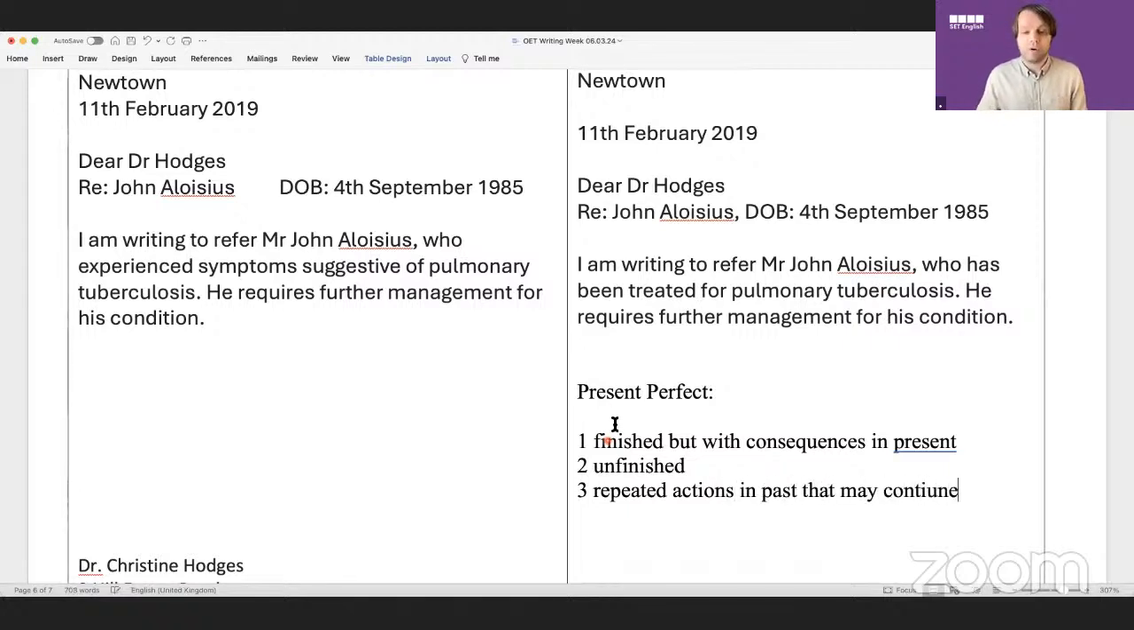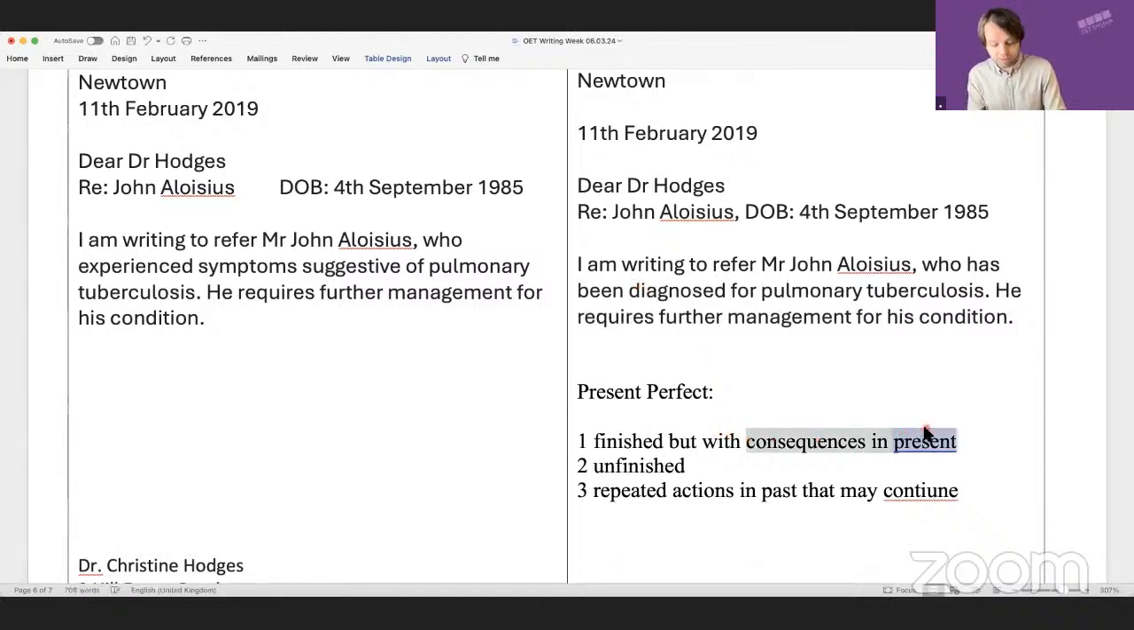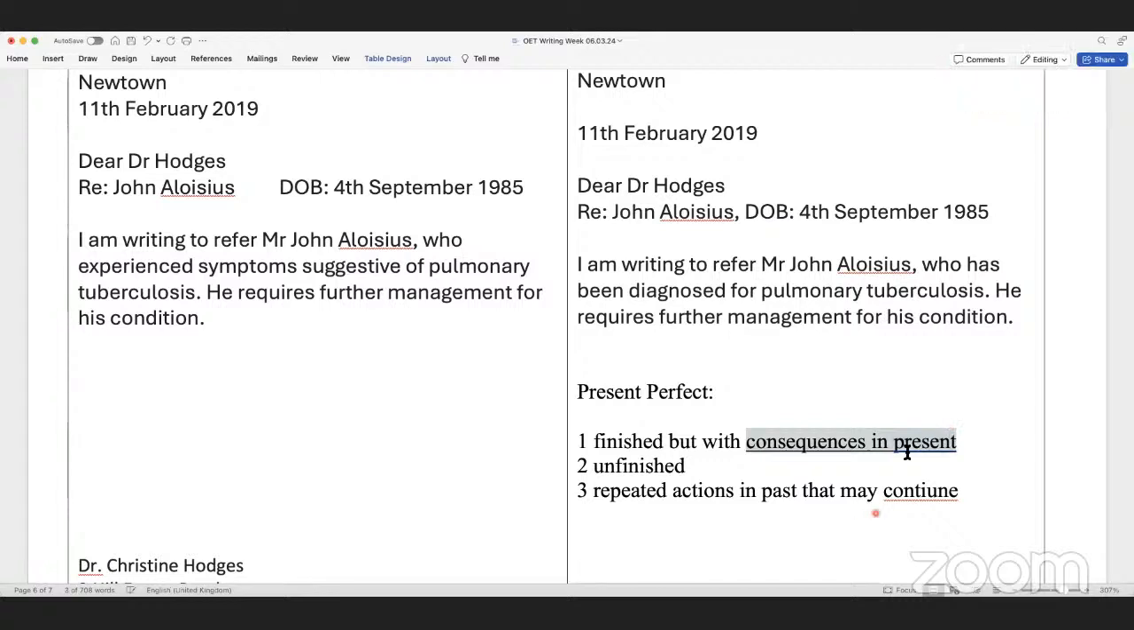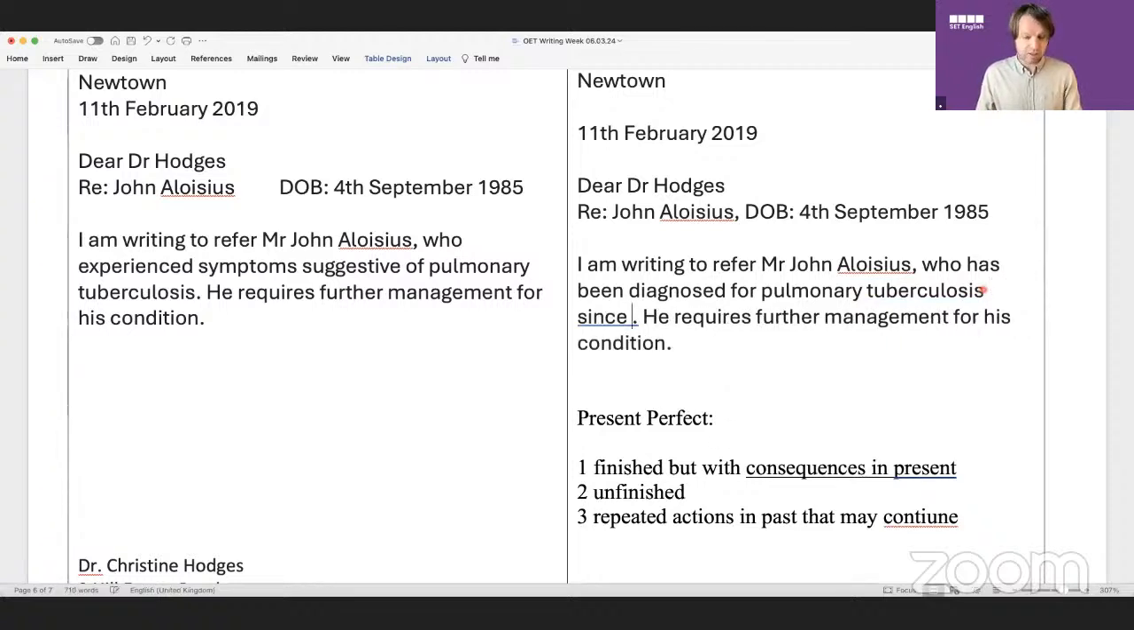In this case, this is a finished action. Diagnosed is a finished action. It's just consequences in the present. So, who was diagnosed? I think the simple past tense is okay. You can use that one as well. What is incorrect, Najibullah, is if you say this, since six days ago, since six days.